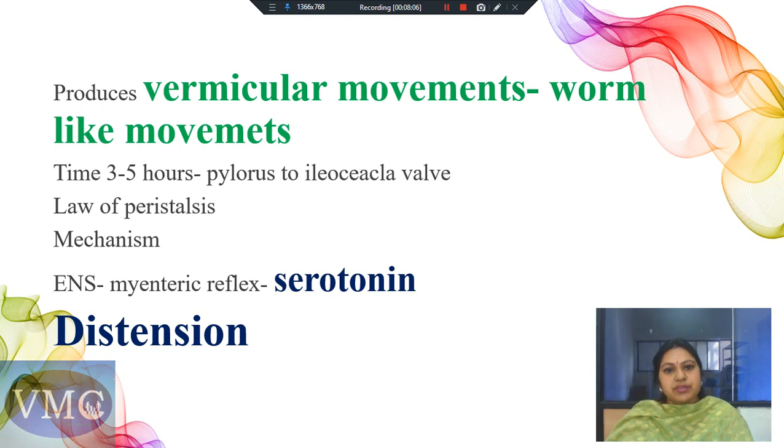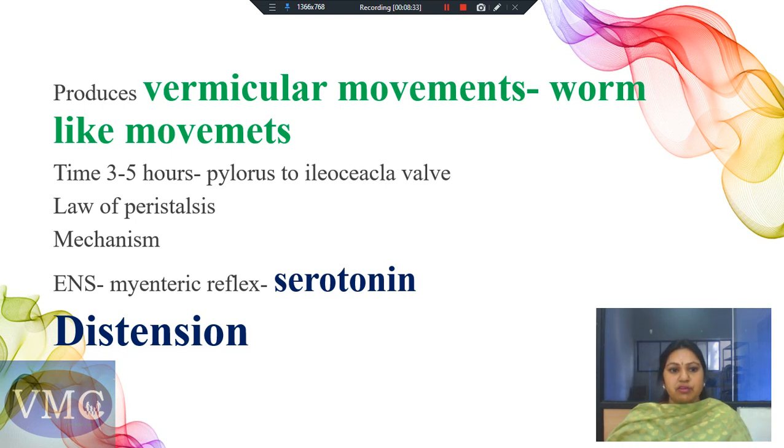This produces a vermicular, worm-like movement, which takes place over 3 to 5 hours from the pylorus to the ileocecal valve. And we know about the law of peristalsis. What is the law of peristalsis? The wave of peristalsis moves from the oral to the caudal, or aboral, side. So on the oral side the peristalsis dies out, and only on the aboral side does it burst.